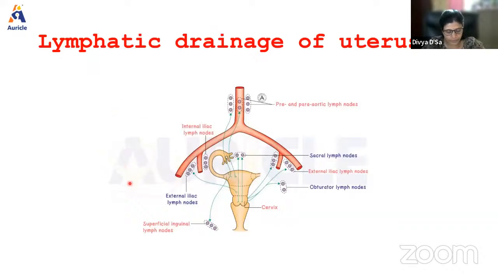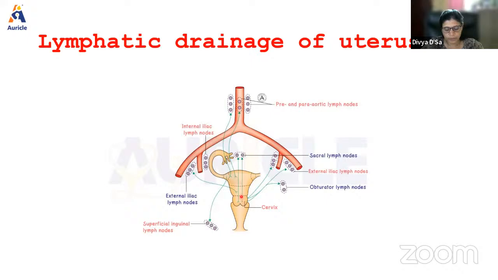Then coming to the lymphatic drainage. The lymph vessels which drain the uterus form submucous, intramuscular, and subserous plexuses. So from three areas they drain. From the fundus and upper part of the body, the lymph is drained into the pre-aortic and the lateral aortic group of lymph nodes. Some few may also go into the superficial inguinal group of lymph nodes.